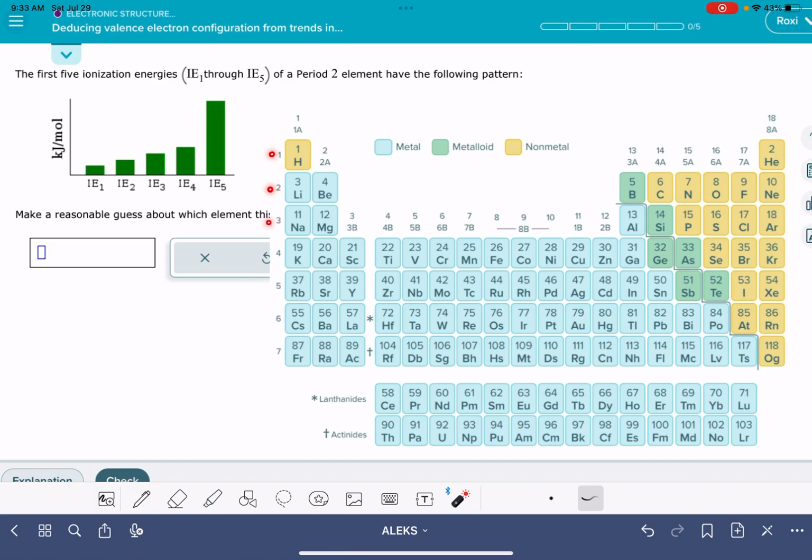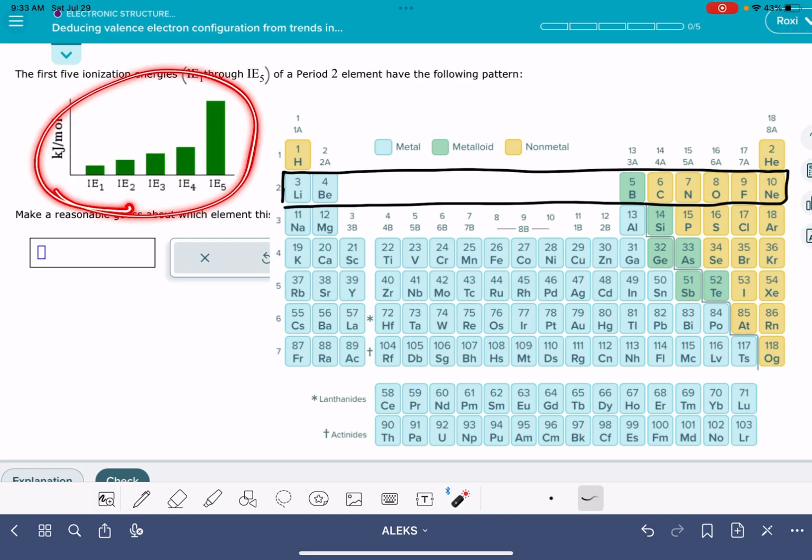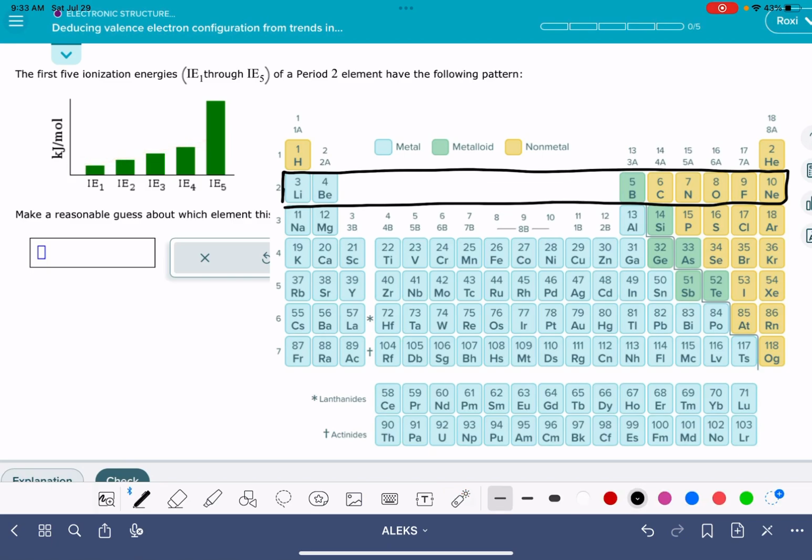The periods are the horizontal rows on the periodic table, and again, I'm in period 2, which means that my element is one of these guys right here. Second thing that we're going to do is look at the ionization energies. The ionization energies, this is the energy required to remove an electron from the atom or electrons from the atom, and this is basically telling us the number of valence electrons there are in the atom.